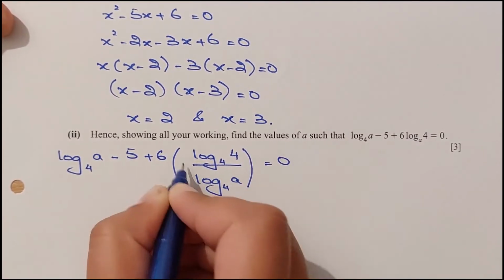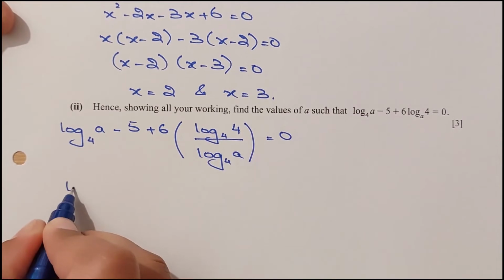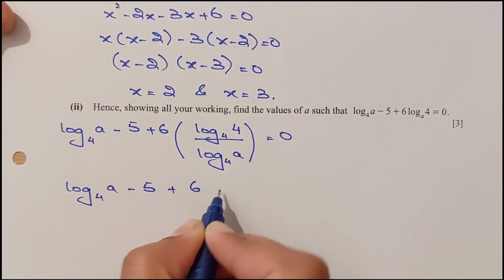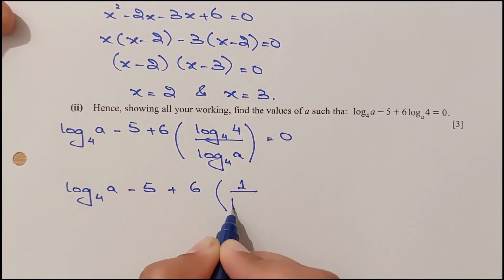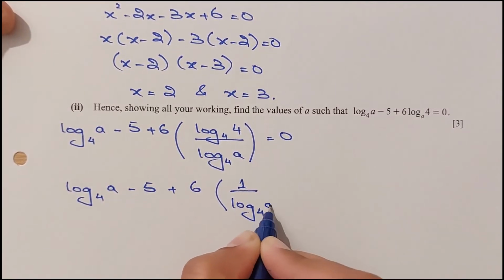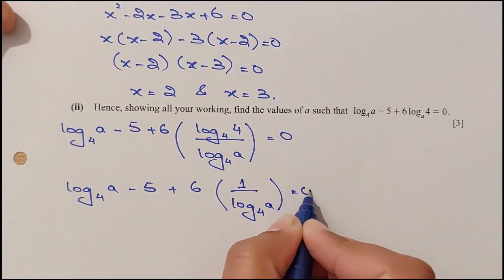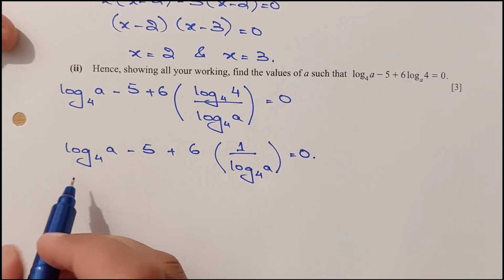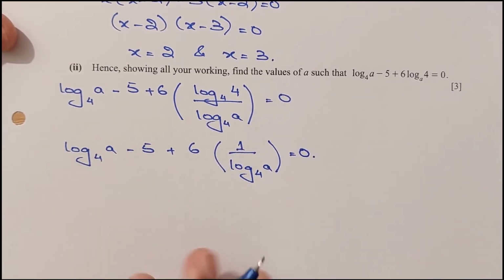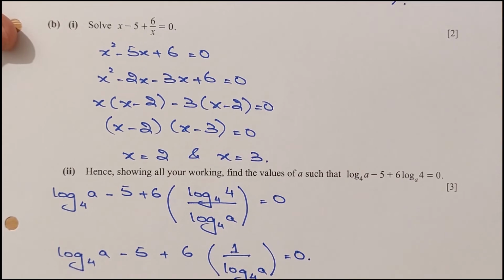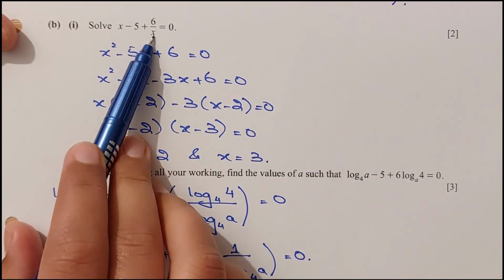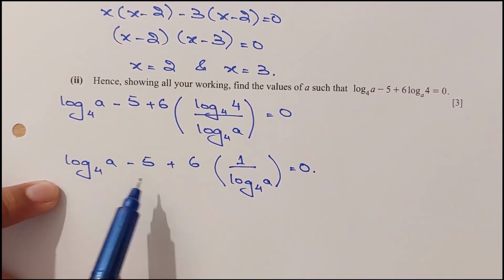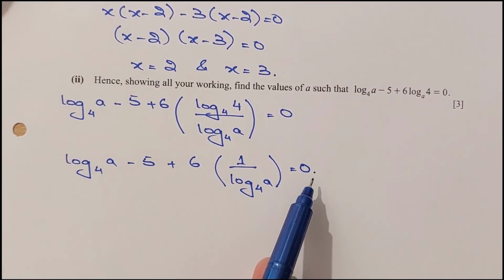This is equal to 0. Log 4 is just 1, right? Log 4a minus 5 plus 6 into 1 over log 4a equals 0, right? Okay, now as you can see, this looks exactly the same as what we did in the first part of B: x minus 5 plus 6 over x. So with x as log 4a, we have minus 5 plus 6 over x equals 0, right?